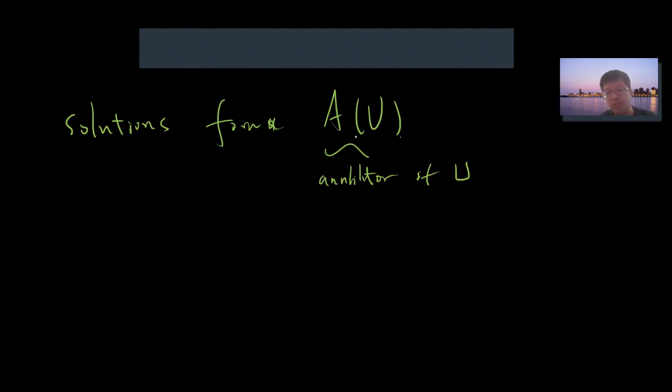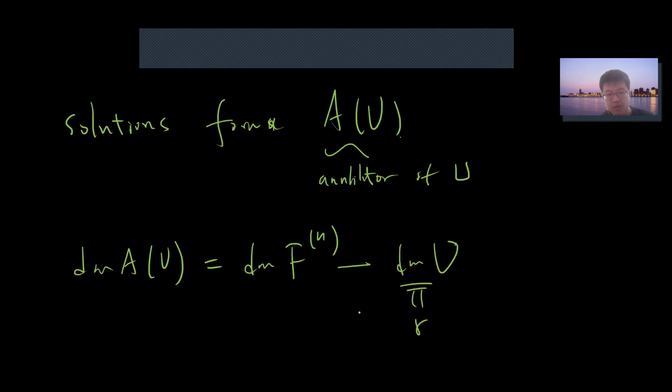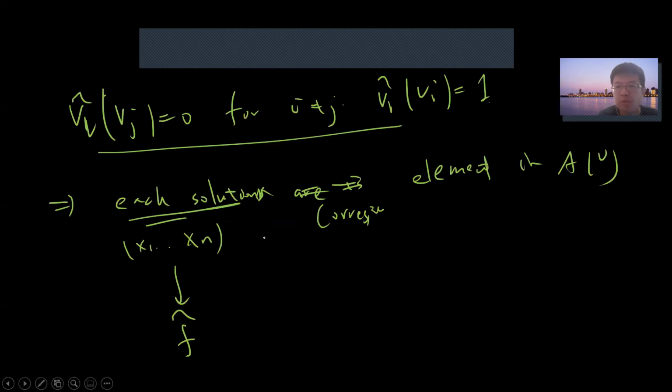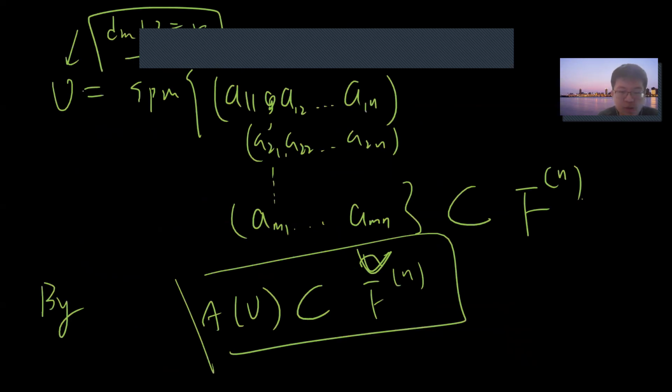And we prove that the dimension of the annihilator of U is the dimension of the original vector space, n, minus the dimension of U, which is R. So it's n minus R. So this is just a linear algebra application. I think it's very astonishing.